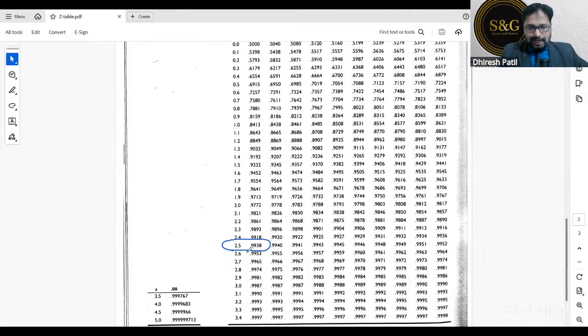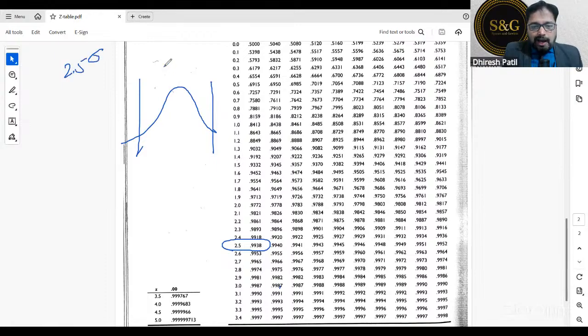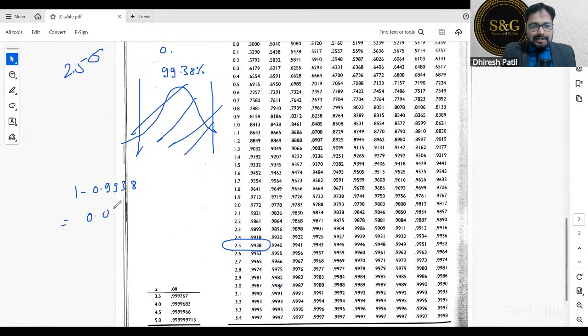Now what is this? Understand this. इसका सिंपल मतलब क्या है? इसका सिंपल मतलब ये है कि when we have 2.5 sigma process, 99.38% data comes within the specification limit. Okay, इसका माइनस करके 1 minus 0.9938 मतलब क्या है? इसका क्या आंसर होगा? 0.0062. So 0.62% data will be outside of the specification limit when your process is 2.5 sigma.